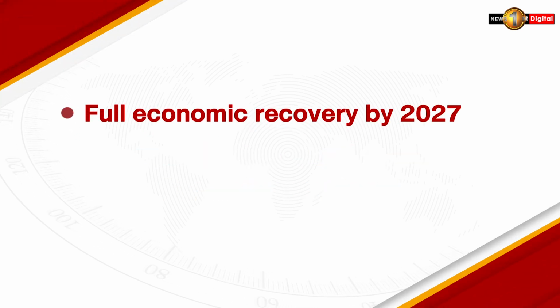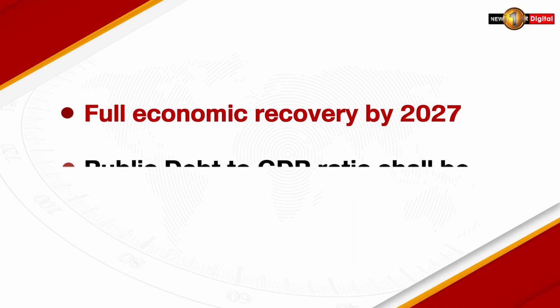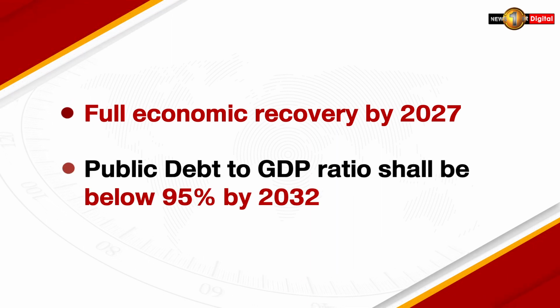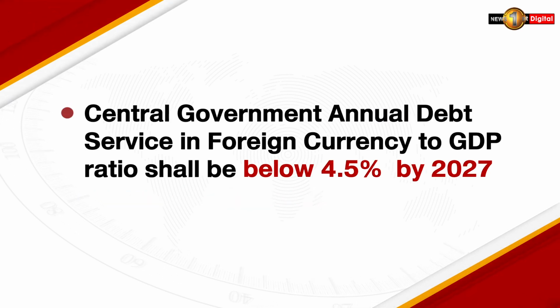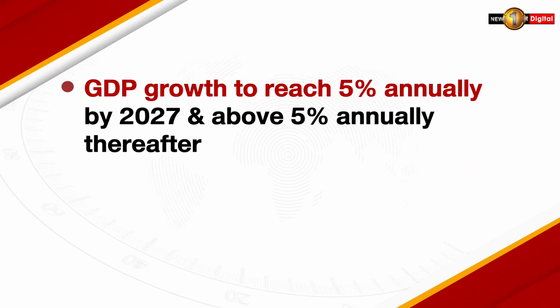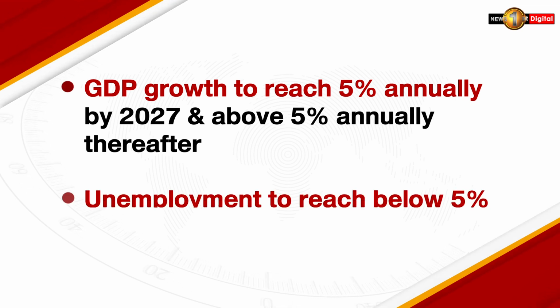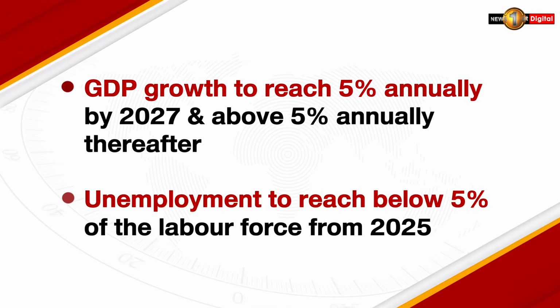Full economic recovery by the year 2027. Public debt to gross domestic production ratio shall be below 95% by the year 2032. Central government annual debt service in foreign currency to gross domestic production ratio shall be below 4.5% by 2027. Gross domestic production growth to reach 5% annually by the year 2027 and above 5% annually thereafter. Unemployment to reach below 5% of the labor force from the year 2025.